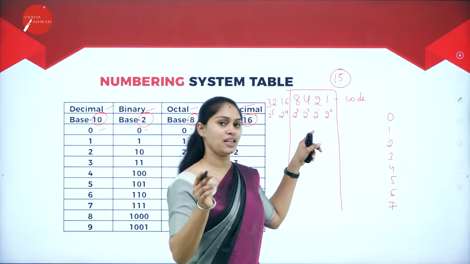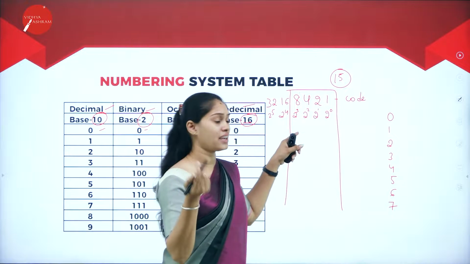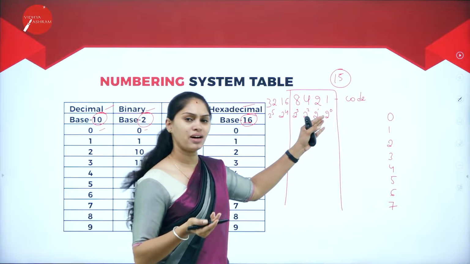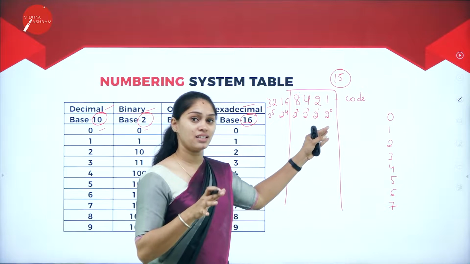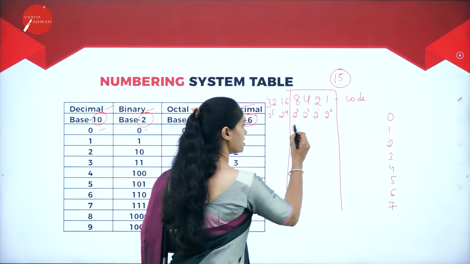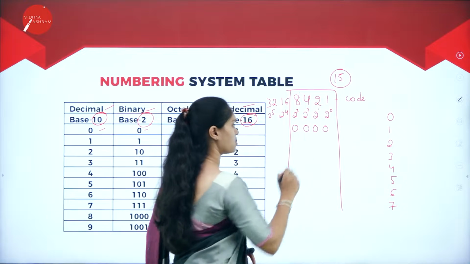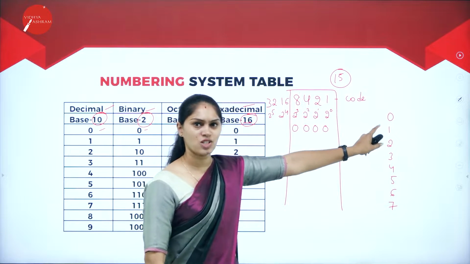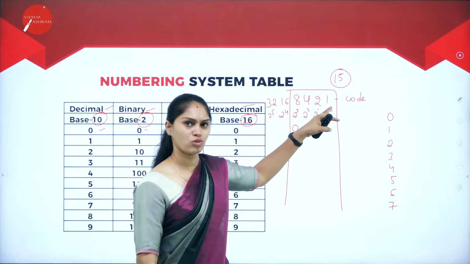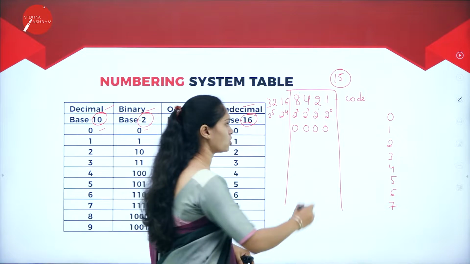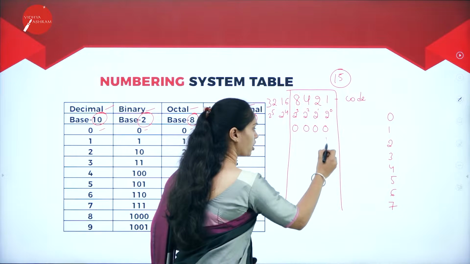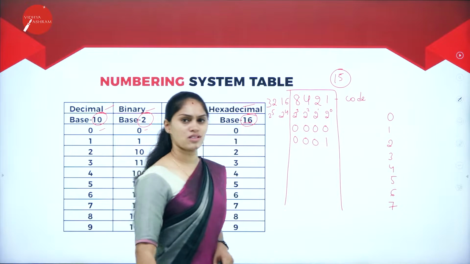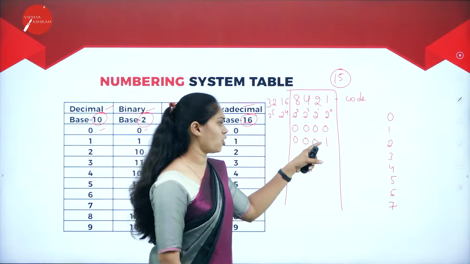Understand one thing: by adding which number can I get this 0? No need to add any number. If I add any number, then we won't get 0. So how are we going to represent 0? 0, 0, 0, 0. Then how can I get this 1, by making use of this 8421? I have 1 here, so there I am going to put 1 and the remaining values become 0, 0, 0, 0. So 0, 0, 0, 1.